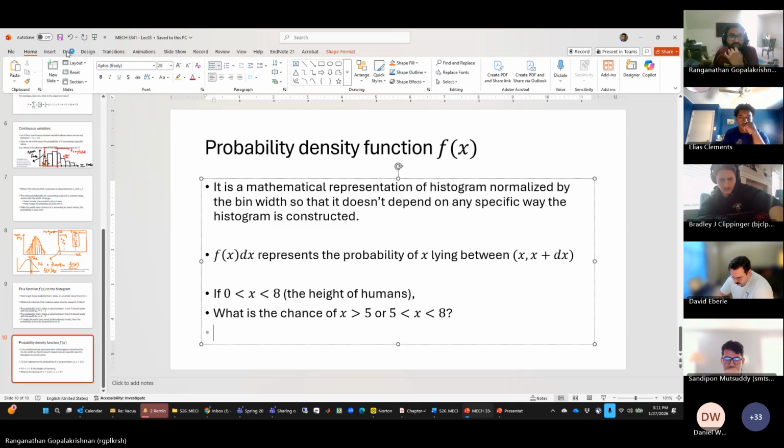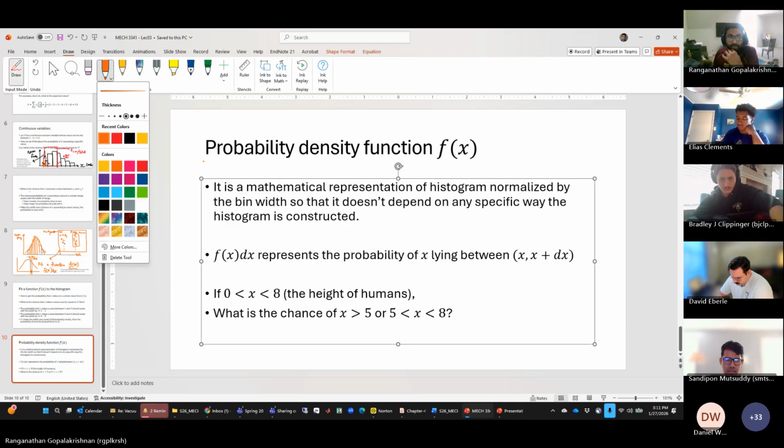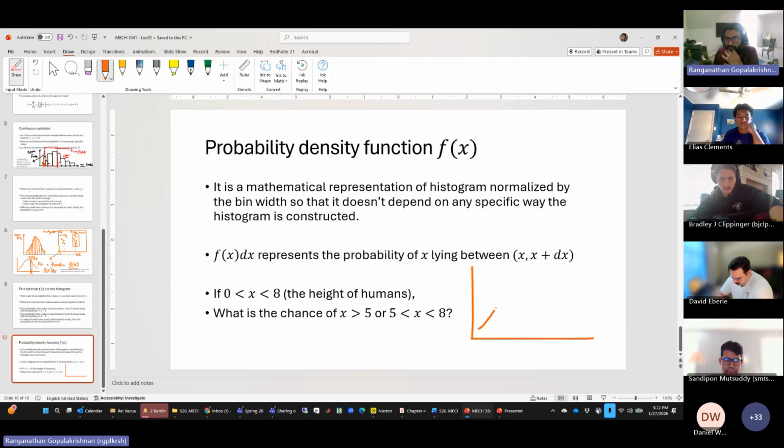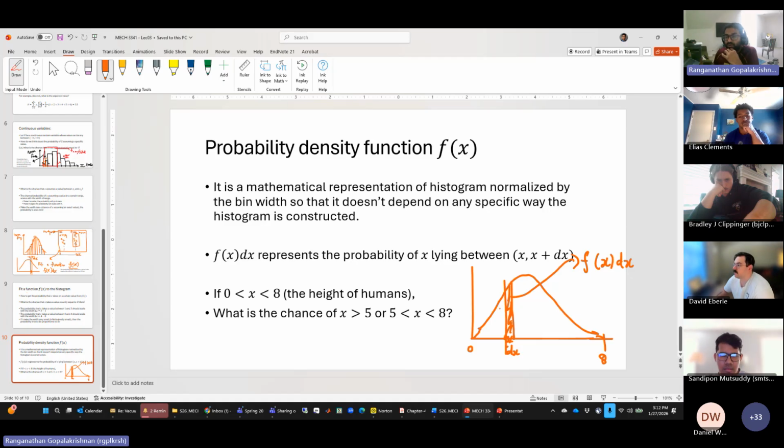If you have a curve, let's say it started at 0 and almost goes to 0 at 8 feet. If this is f of x dx, this probability or this area under the curve, Bradley is saying something. Just 1 second, Bradley. So this is f of x dx, the area under the curve in a trapezium of width dx. What if I want between 5 and 8? What is the area under the curve between 5 and 8?